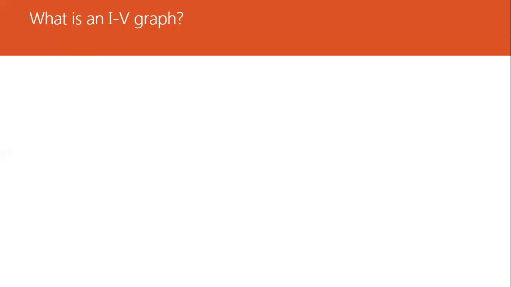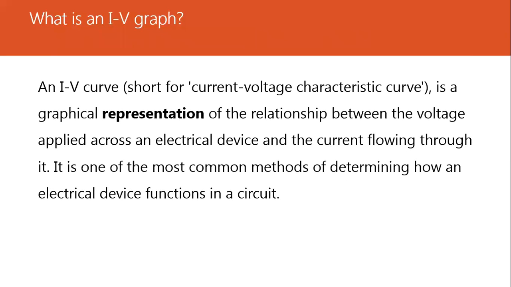What is an IV graph? I stands for current, V stands for voltage. An IV curve, short for current-voltage characteristic curve, is a graphical representation of the relationship between the voltage applied across an electrical device and the current flowing through it. It is one of the most common methods of determining how an electrical device functions in a circuit.